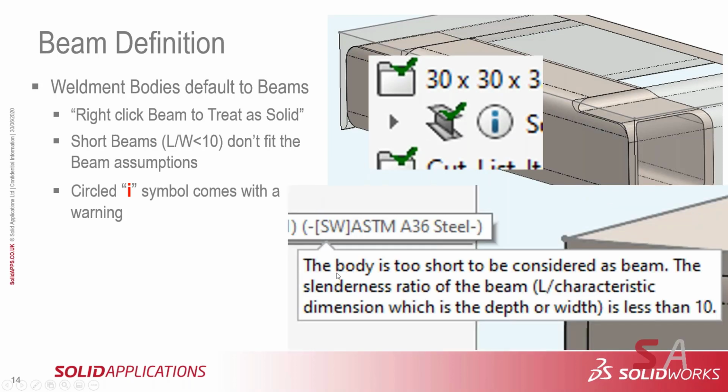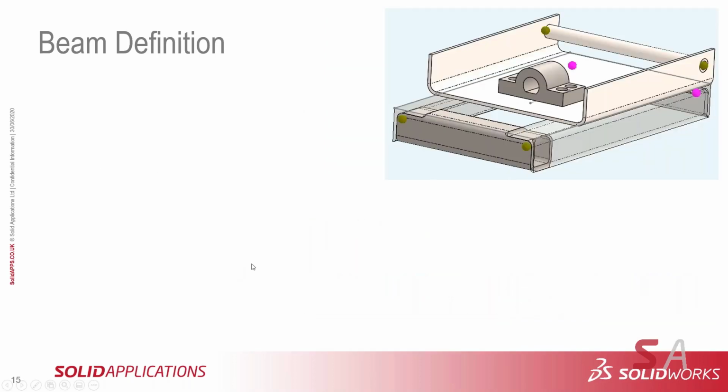You'll see a little message pop up, but the problem in 2020 right now is that there seems to be a bug. When you hover over one of these short beams with the information symbol, the message shows up for about a quarter of a second. You can't really read it very well, and you can't right-click and say what's wrong and find it. In previous versions, this message would stay when you're hovering. So when you see this I, it's generally a symbol that means your beam is awfully short and the assumptions probably don't apply anymore. That's a good reason why you'd want to right-click on it and treat it as a solid.